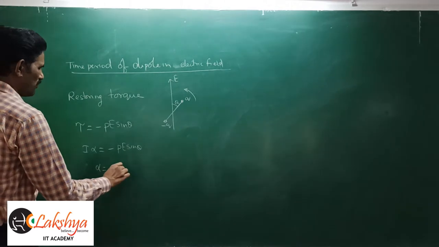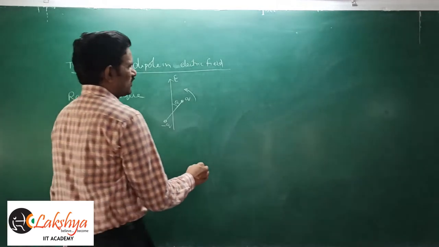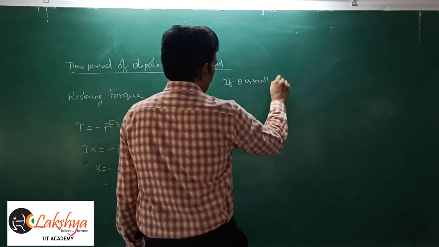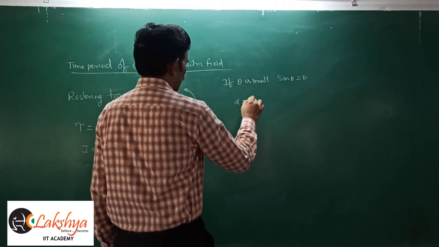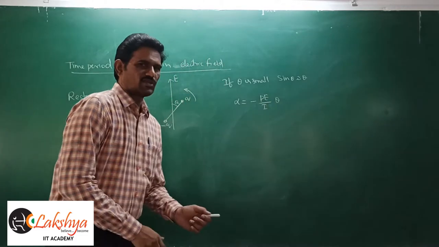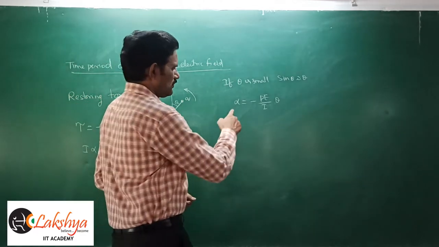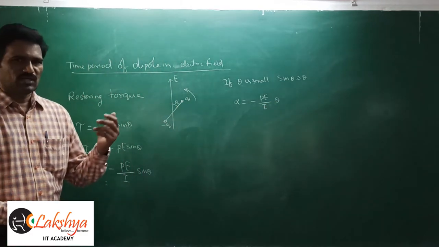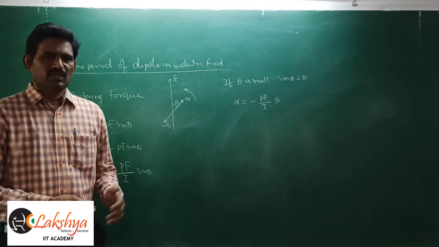Therefore alpha is equal to minus P by I into sin theta, we can write. So if theta is small, then sin theta can be replaced with theta. And therefore alpha is equal to minus P by I into theta, we can write here. From this you can observe that this will be our condition for SHM. That means if angular acceleration is directly proportional to the negative angular displacement, then we can say that the motion will be simple harmonic motion, which is similar to our a is proportional to minus x in SHM.